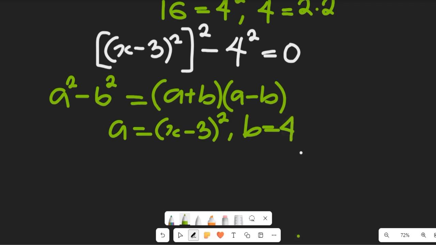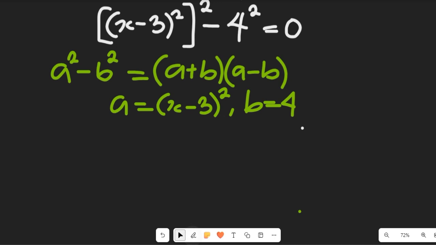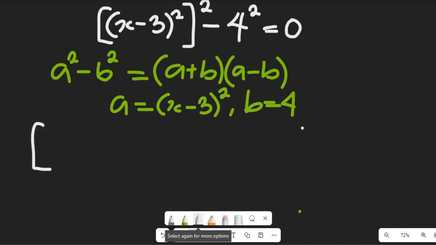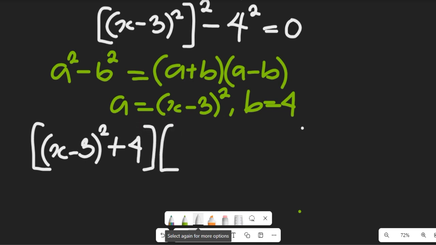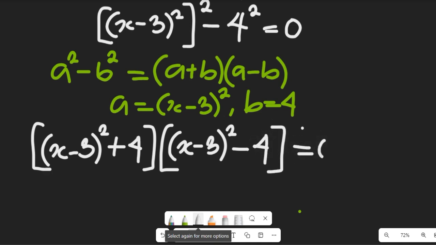Now let's expand using this formula. If we expand, this becomes a bracket: (x - 3)^2, then the addition sign plus b, which is 4, and this is multiplied by another bracket: (x - 3)^2, and the negative sign minus 4, and all this will be equal to 0.